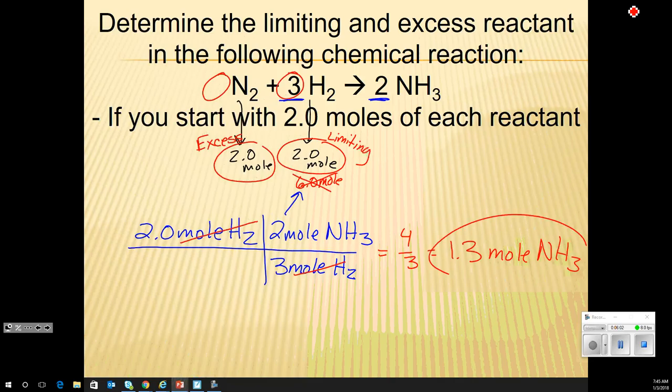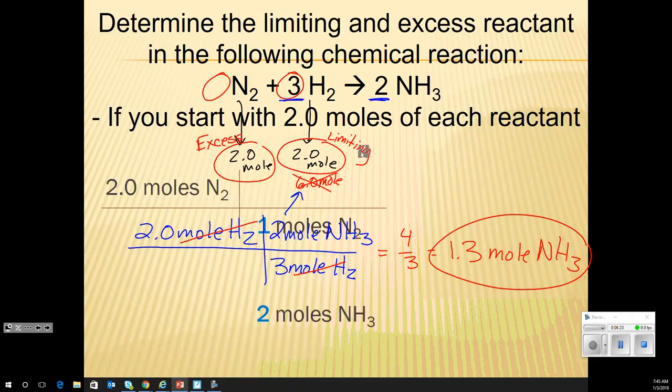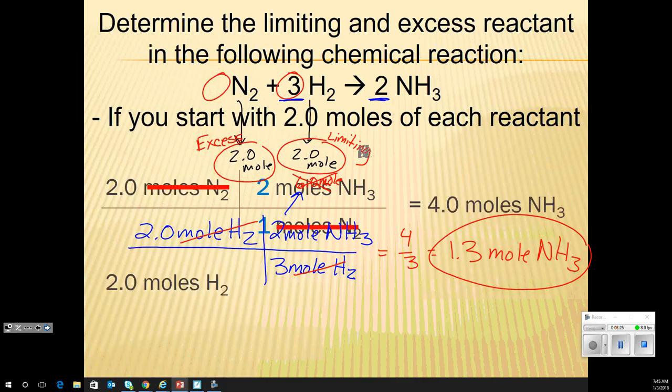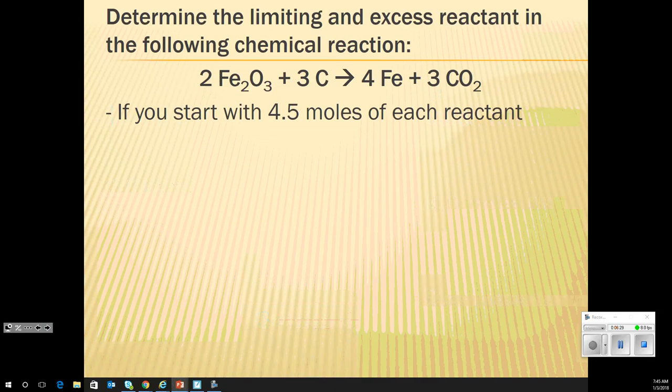Then I could cancel out the moles of H2, and 2 times 2 is 4, divided by 3, so I got 4/3. If I put it in my calculator, what's 4/3 equal to? 4 divided by 3. Sorry, my brain is not working real great. It's 1.3, thank you. My brain is not in gear today. 1.3 moles of NH3. Thank you for those that helped. So I can find out how many I can make.